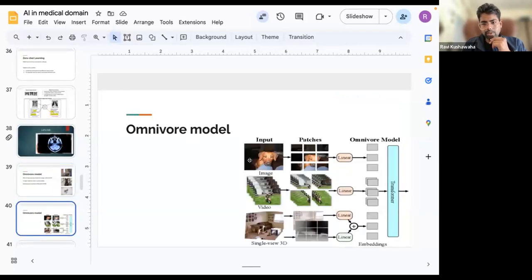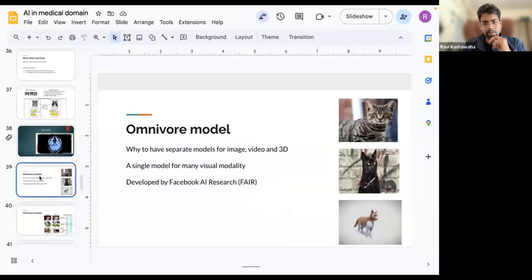So here, let's say you have an input, you have a video, and you have a single view 3D. From the video, you can have multiple slices, which correspond to multiple images. In the single view 3D, you can have a depth map and an RGB map for the projections. So what we do is take one model and feed all the images, video, as well as the 3D input to the same model, and at the end we generate a single output. This is how we train a multimodality omnivore model.